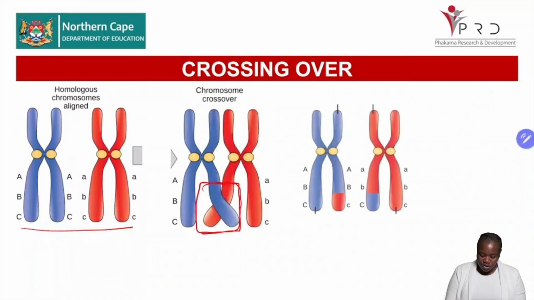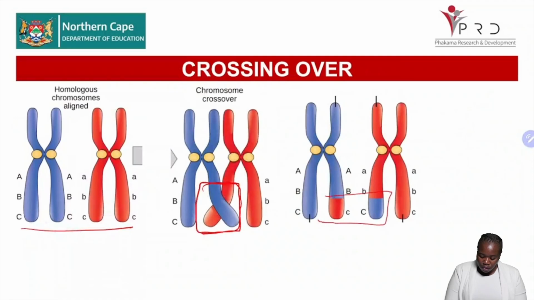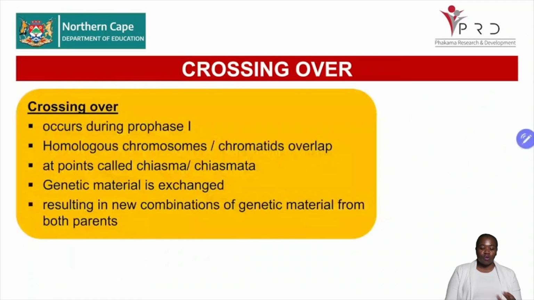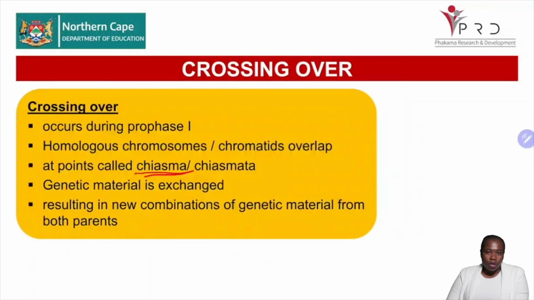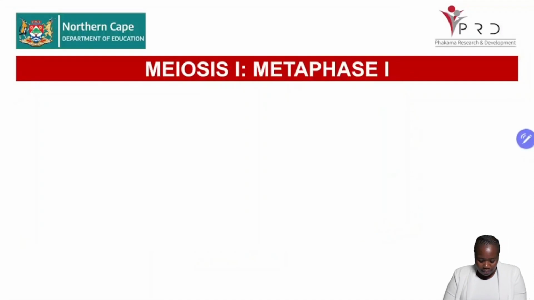When they overlap, they are going to exchange genetic material, and the resulting chromosomes are going to be different because they will be containing segments of the other chromosome. So this is how you should be able to describe it if you are asked to describe it in the exam. It occurs during prophase 1. Homologous chromosomes or chromatids overlap at a point called chiasma. Remember, the point called chiasma is right here, and the plural would be chiasmata. And then the genetic material is exchanged, resulting in a new combination of genetic material.